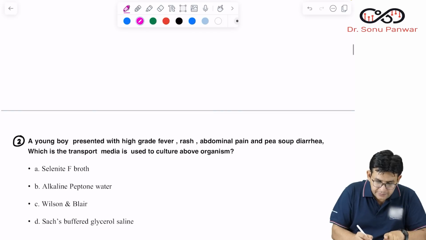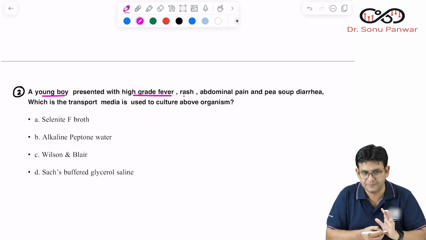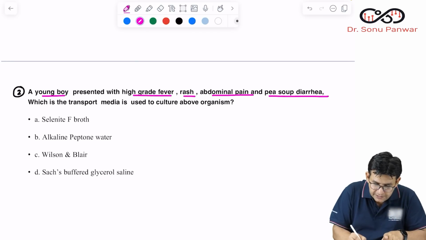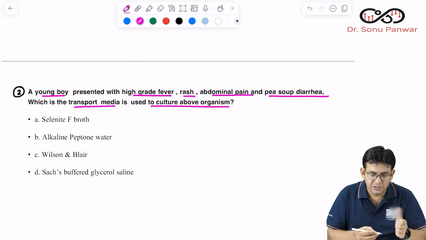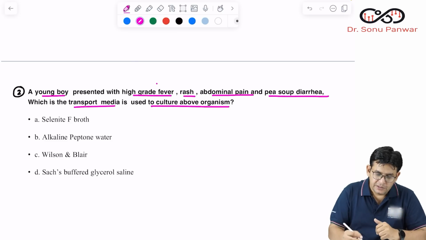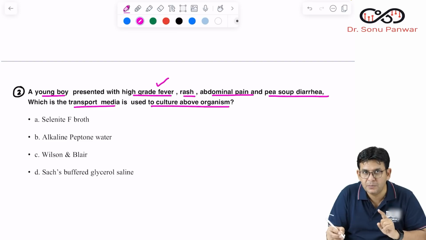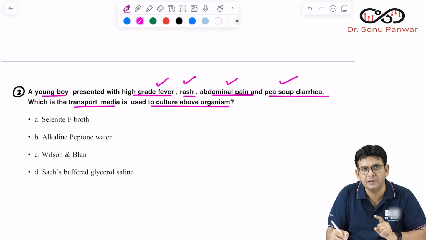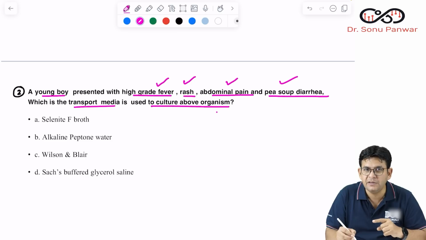Now coming to the second one. A young boy presented with a high grade fever, rash, abdominal pain, and pea soup diarrhea. Which transport media is used to carry this particular organism? There is a high grade fever, a rash, abdominal pain, and pea soup diarrhea, which is observed in typhoid fever. Which type of fever is there? Step ladder pattern. Which type of spots are seen? Rose spots.